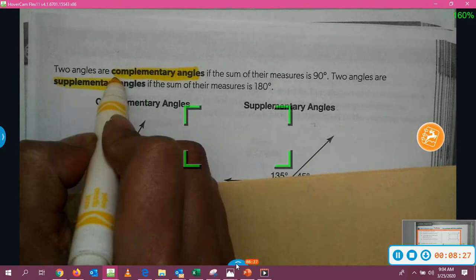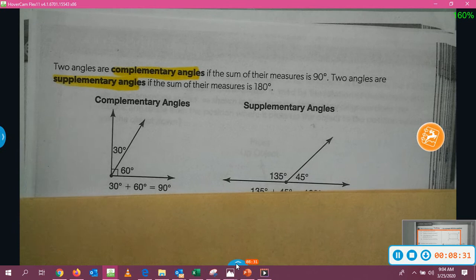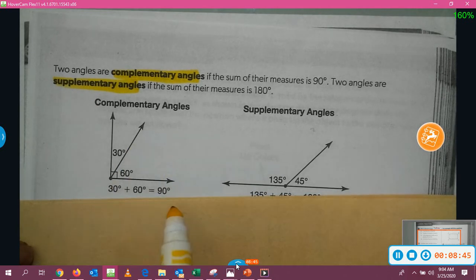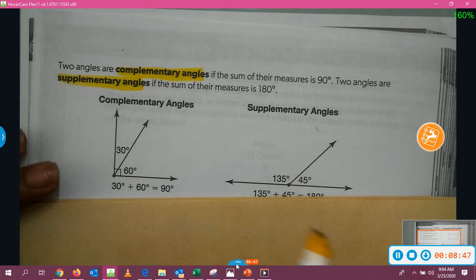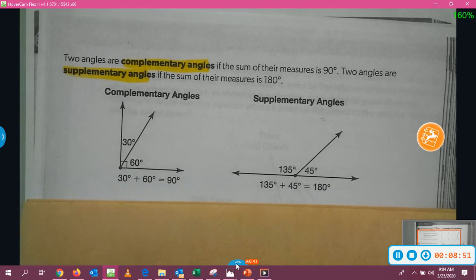So, let me break this down for you. Complementary angles give you a sum that can only be a maximum of 90 degrees. So you have two angles such as these two right here. When you add them together, you get 90. So that will be a complementary angle.